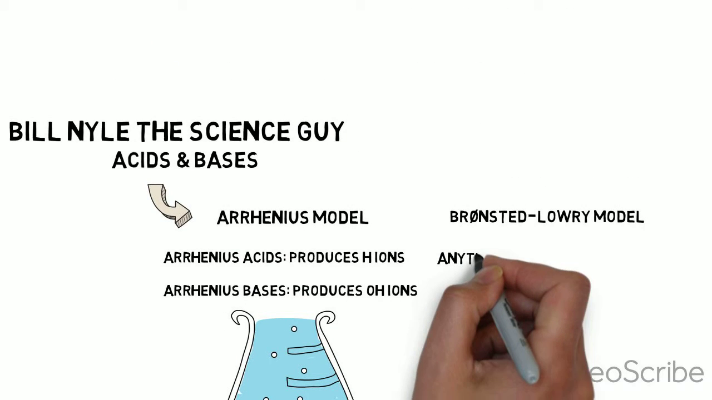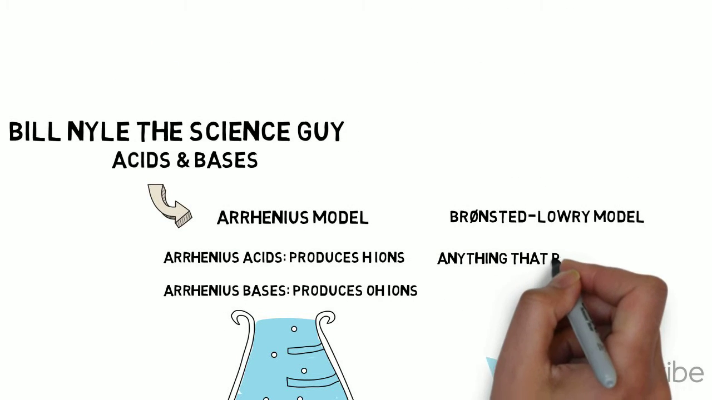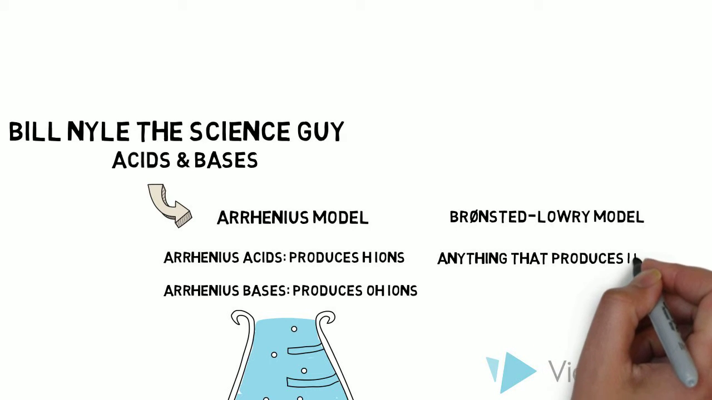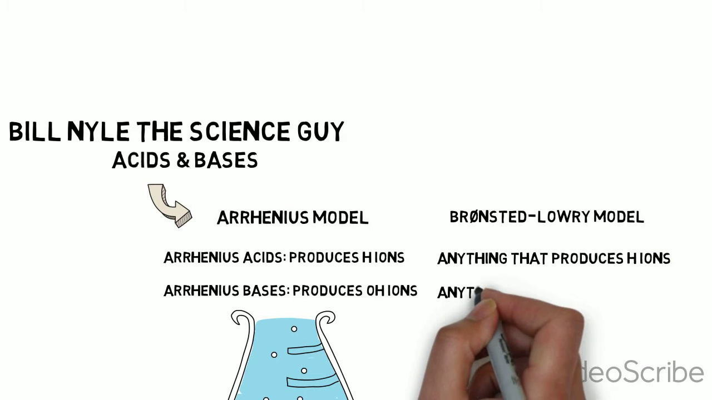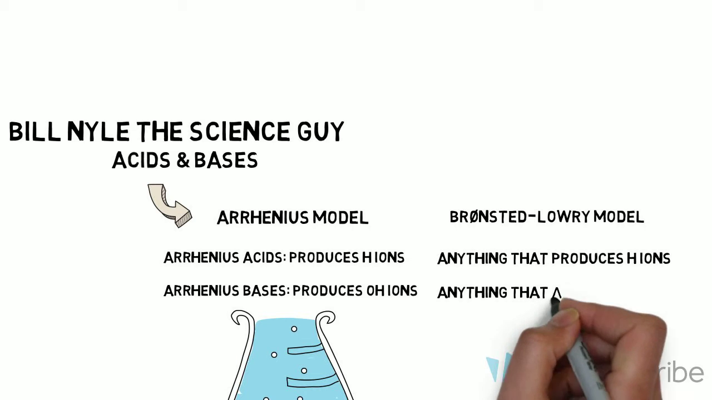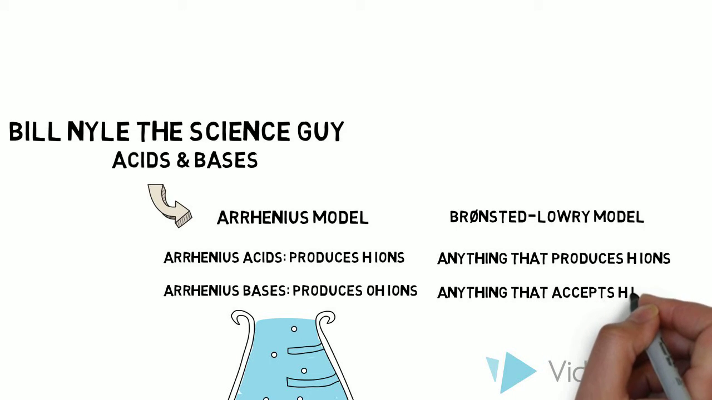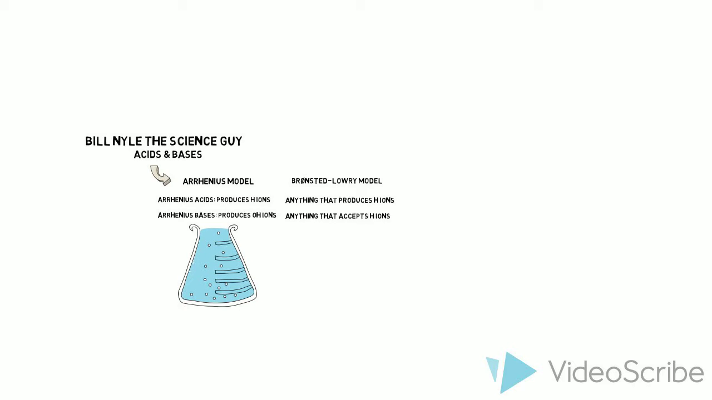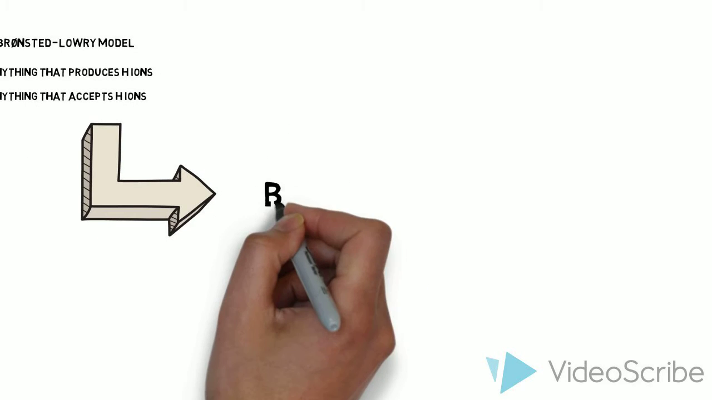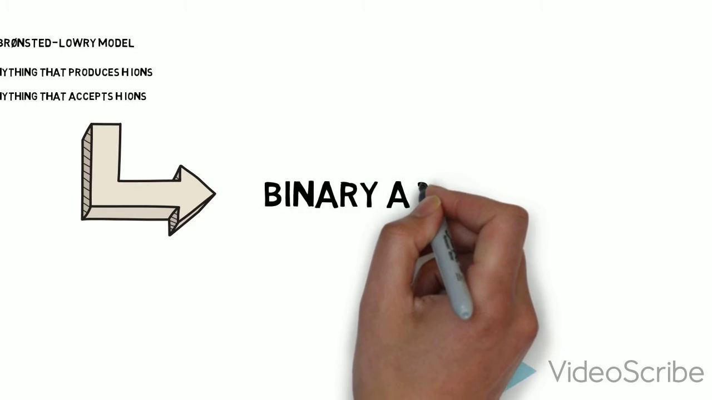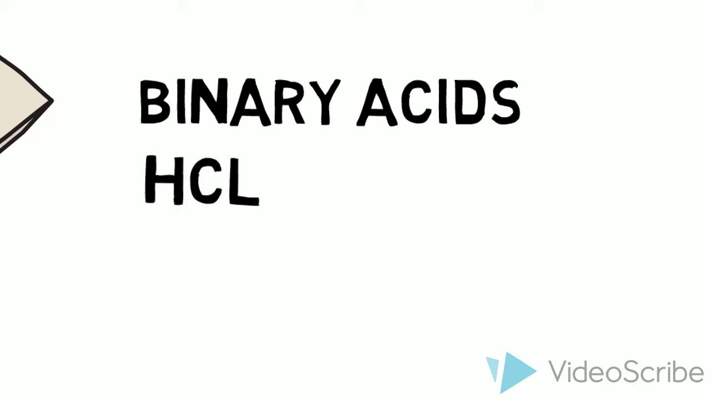The Bronsted-Lowry model defines anything that produces hydrogen ions as an acid, and anything that accepts those hydrogen ions to be a base. There's two types of acids, binary acids and conjugate acids. Binary acids are made up of two elements, hydrogen and one other element.